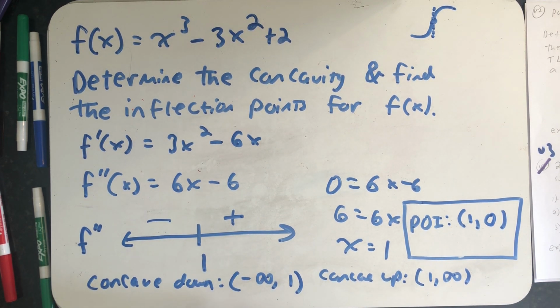All right, we have found the intervals of the different concavities. We have found a point of inflection at (1, 0). And we'll have more examples following this one.